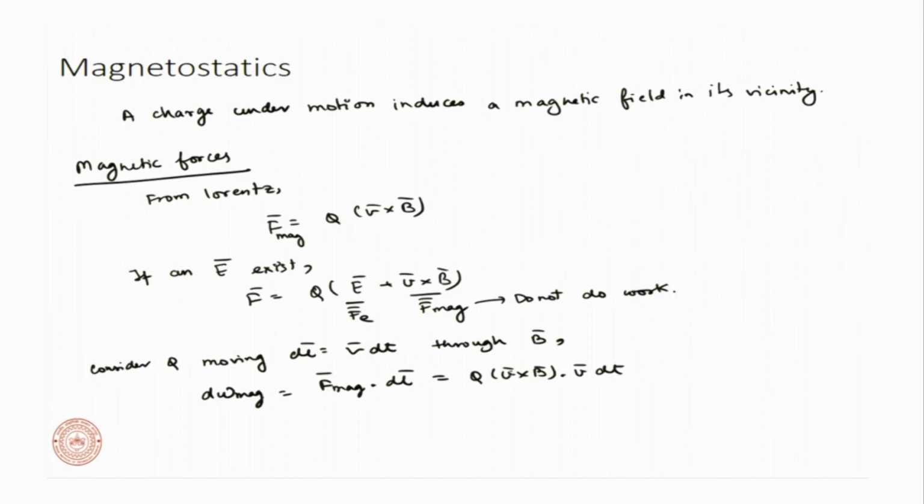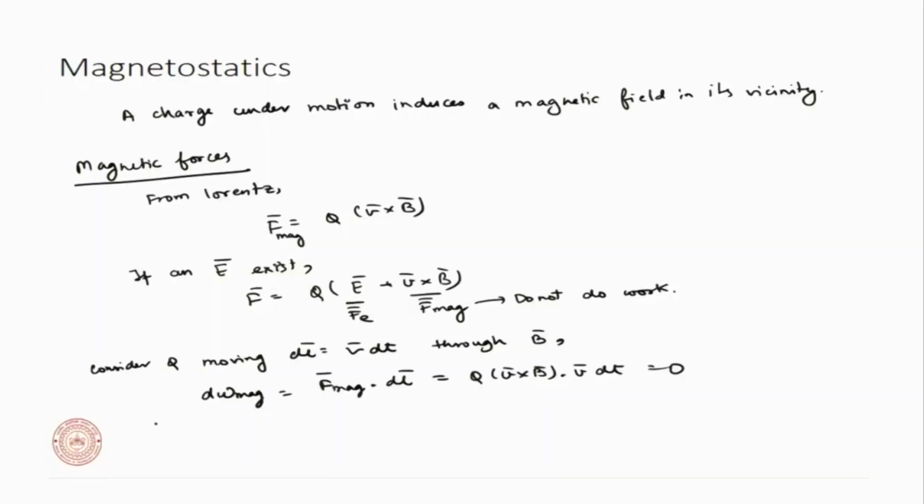Now, we can see that V cross B is perpendicular to both V and B, so a dot product with the V vector itself will be 0. So, this comes out to be 0. Therefore, magnetic forces do not do work, or do not accelerate or decelerate a charged particle, they can only change its direction.